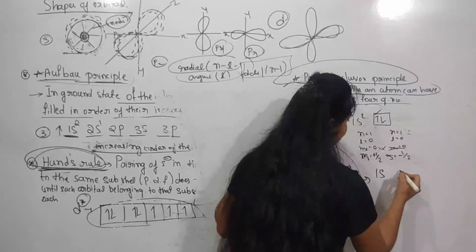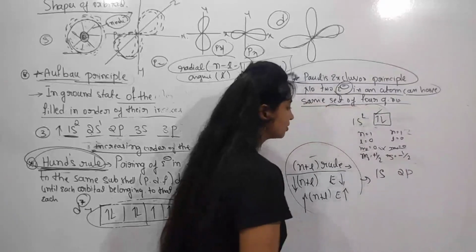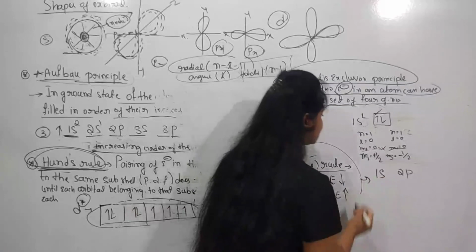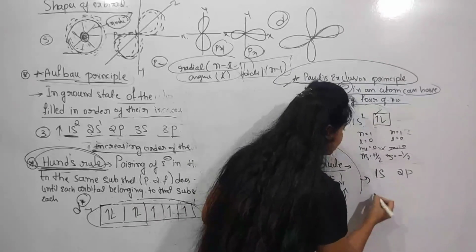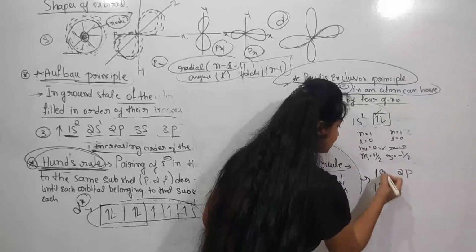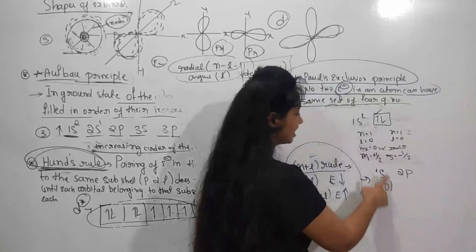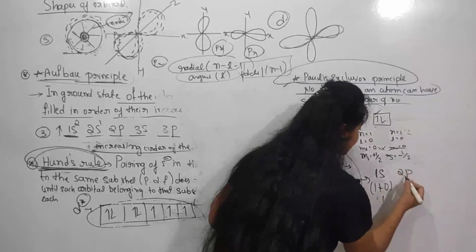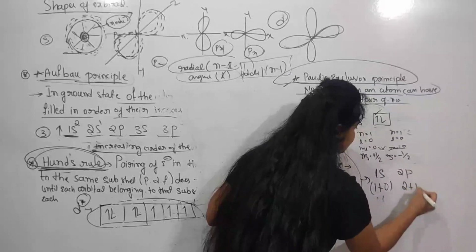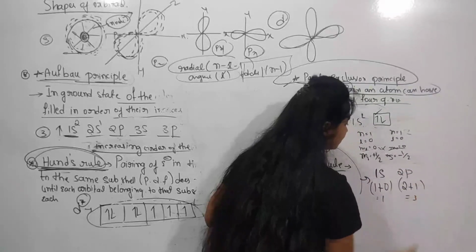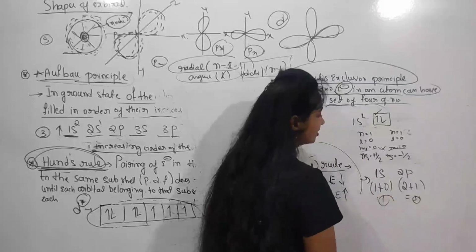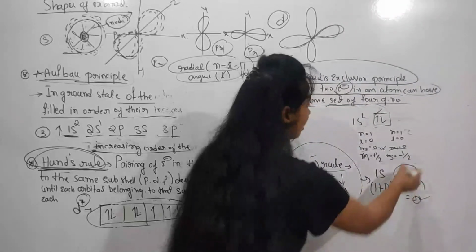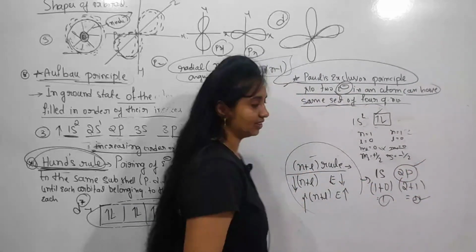1s is there, 2p is there. So which is the higher energy level? I wish to apply the n plus L rule here. 1 means the principal quantum number 1, plus s means the azimuthal quantum number L is equal to 0. So what will be the answer? 1. In the case of 2p, 2 plus 1 is equal to 3. So which is the higher value here? 3 is the higher value, and 2p is the higher energy level.